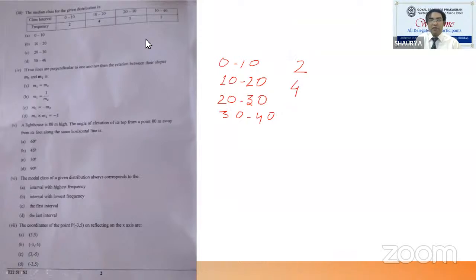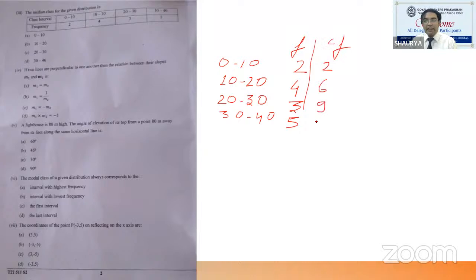Just a minute. That's the top question. It's 3 and 5. Yeah, I have it now. 3 and 5. So these are the frequencies. These are the classes. We need to have a table for CF that will give me 2, 6, 9, and 14. So my value of n out here is 14. So n by 2 would be 7. So my median class would be just above it, that is 20 to 30. So my correct answer would be C again.